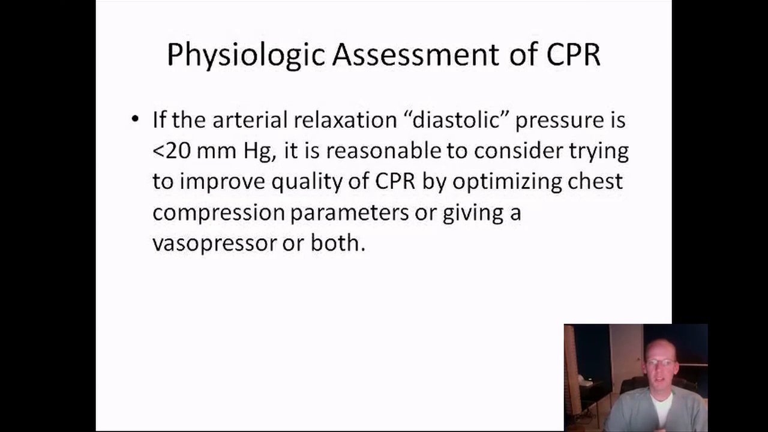So what's the other way to measure the physiological assessment of CPR? As we talked about before, arterial relaxation, or the diastolic pressure, if it's less than 20, it is reasonable to consider trying to improve the quality of CPR, once again by optimizing chest compressions, or giving a vasopressor, or both. So if you have arterial access and you're able to monitor, and your diastolic with recoil is less than 20, you need to intervene because your adequacy of CPR is not good.